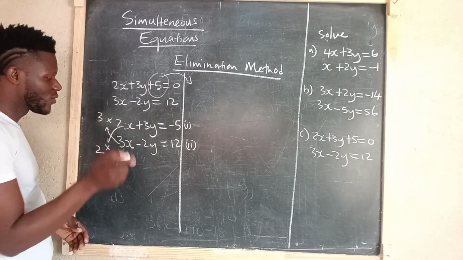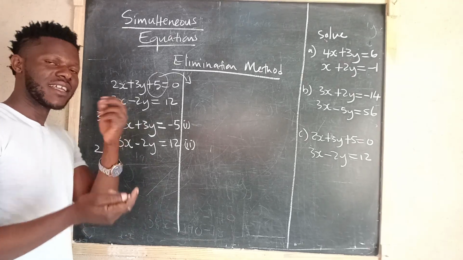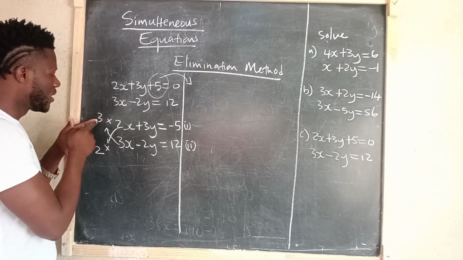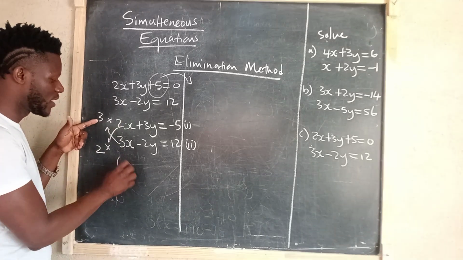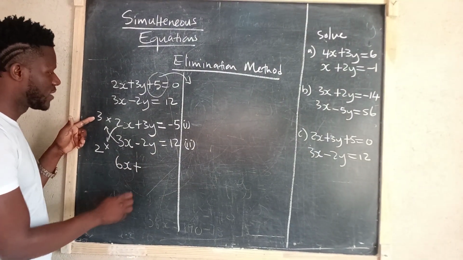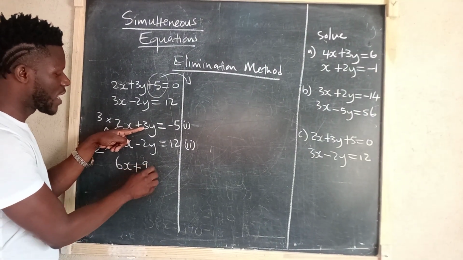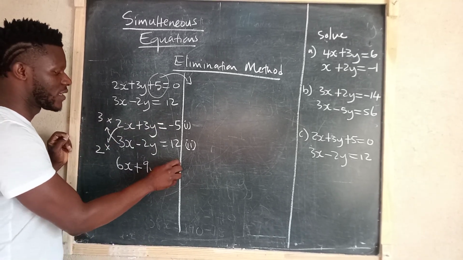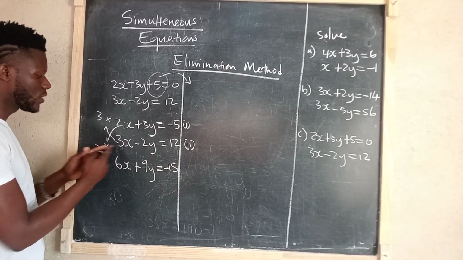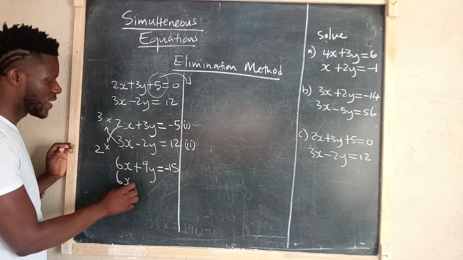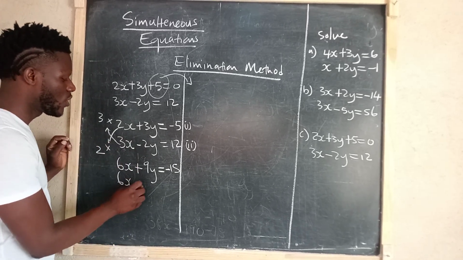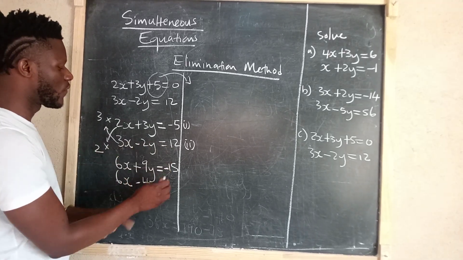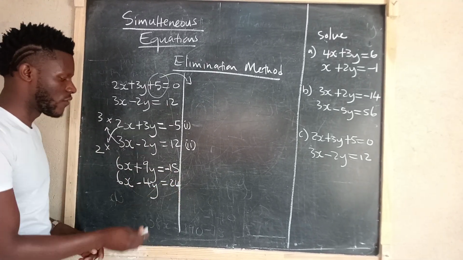3 times 2. Take note, we are not using 3x. We are just taking the coefficient, the number, not the letter. So it's 3 times 2x, we get 6x, plus 3 times 3y, we get 9y, equals 3 times minus 5, we get minus 15. 2 times 3x, we get 6x. 2 times minus 2y, we get minus 4y. Then 2 times 12, we get 24.